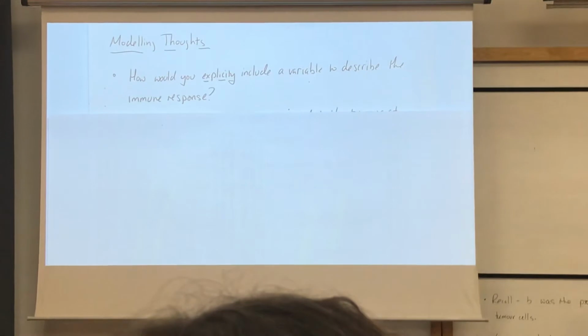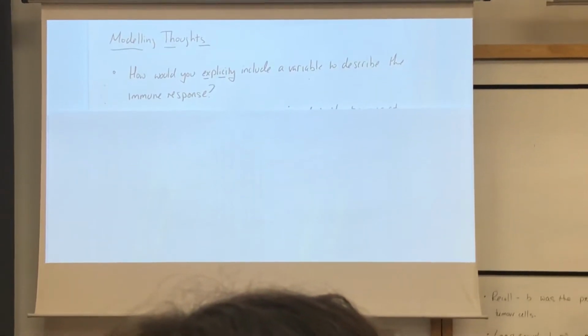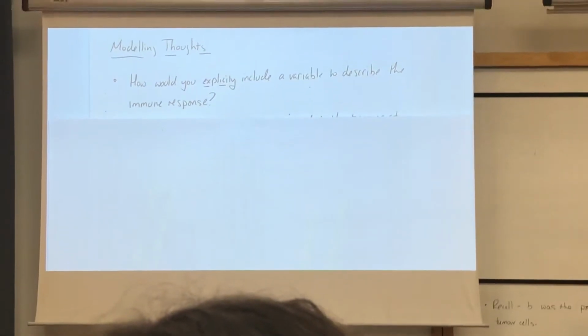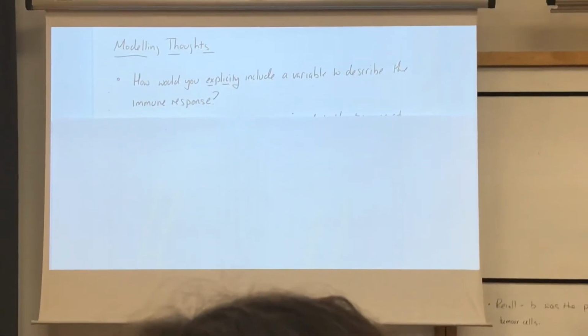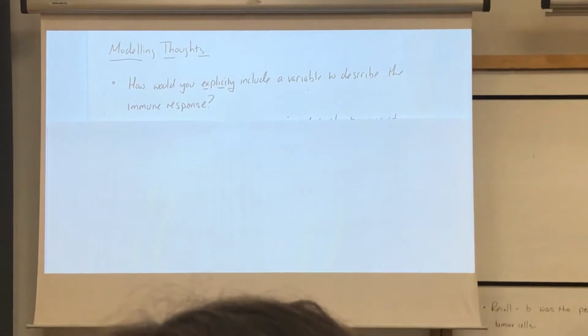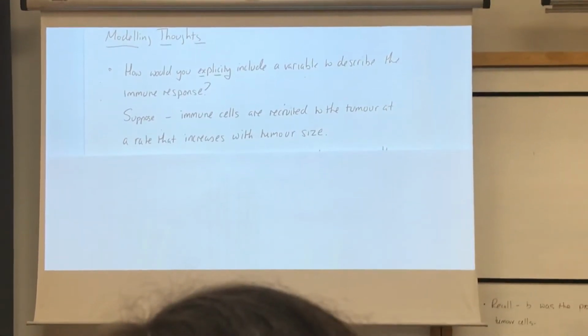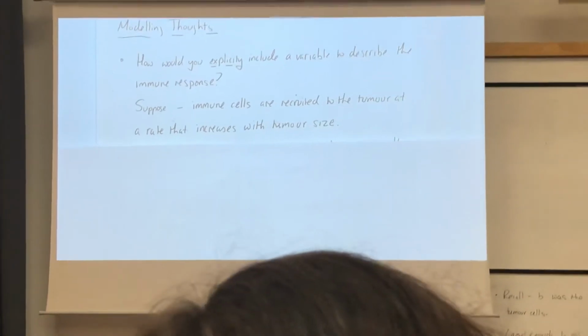But anyway, just as some modelling thoughts, I'm going to leave then on a couple of things. And this is just really for you to pursue yourself out of your interest. And you know, I'm happy to then talk about this. Have a think about how you would explicitly include a variable that explicitly describes the immune cell population. We had a very simple model.